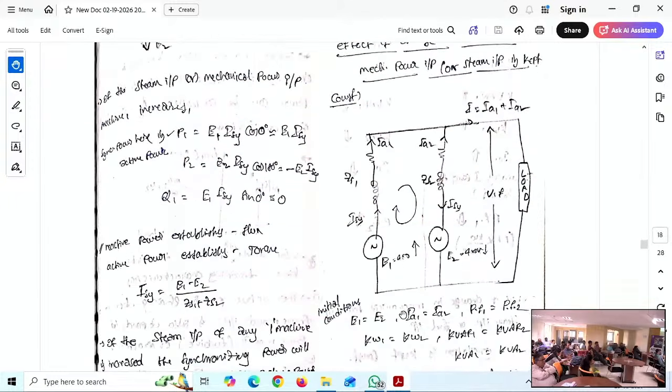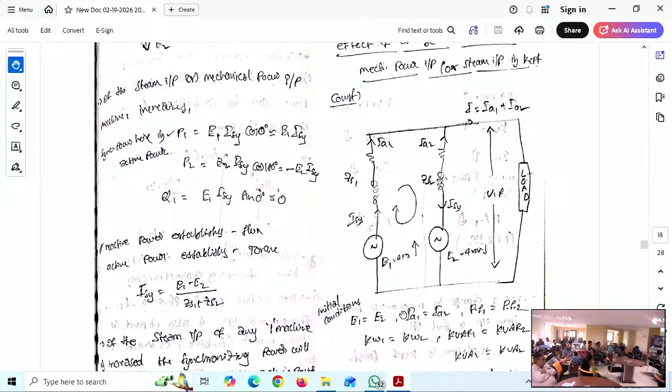Next, this is the effect of changing excitation with constant mechanical power input. As I told, reactive power establishes flux. Excitation is nothing but flux. When this flux is changed, synchronizing power is purely in the form of reactive power. That reactive power is only trying to balance to get the new set of voltages. At that time I considered the prime mover input of the alternators constant. Now, in the second case, I keep excitation constant and vary the prime mover input.